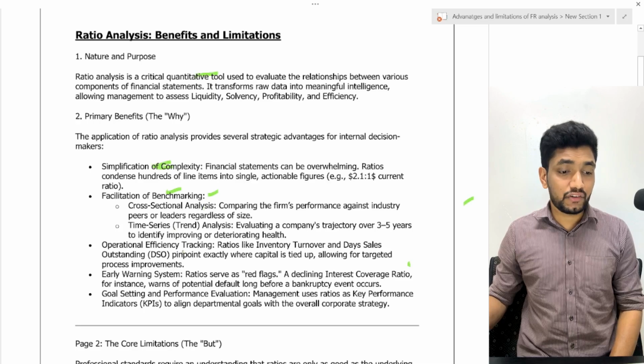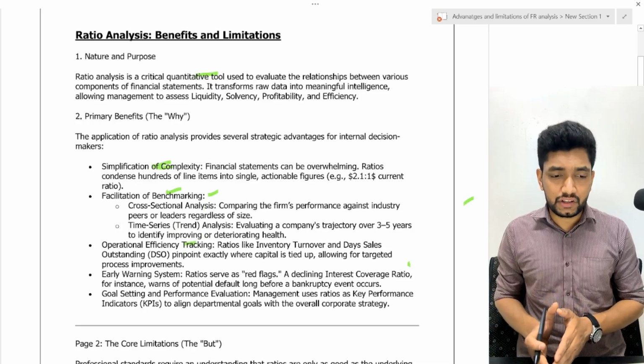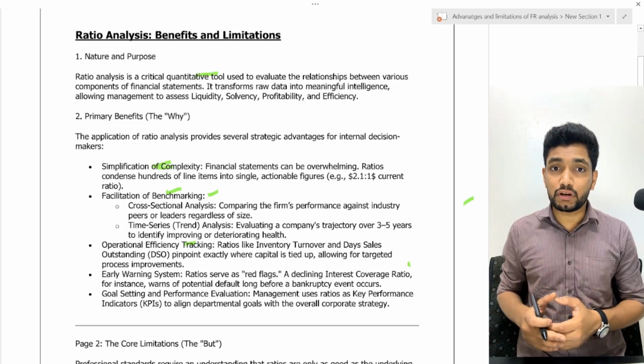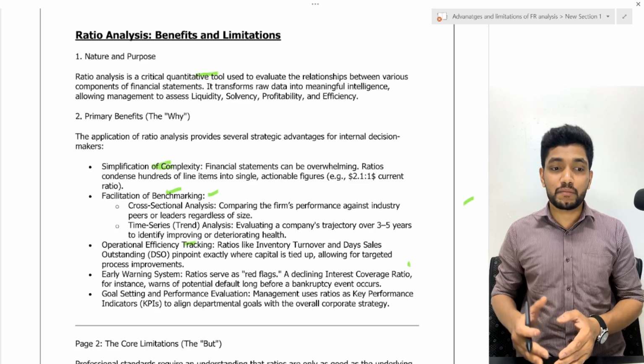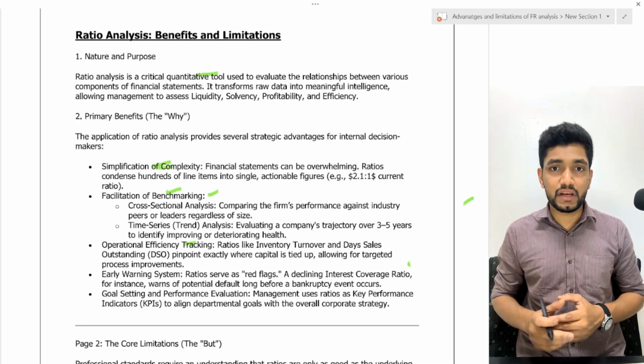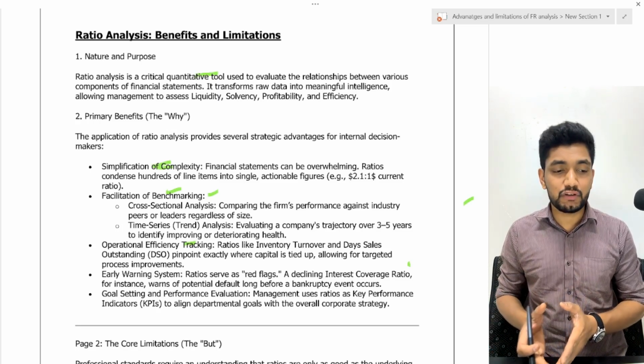Then, operational efficiency tracking. We already discussed how various activity ratios, like inventory turnover or accounts receivable turnover, help companies assess operational efficiency and performance, and take corrective action if required.